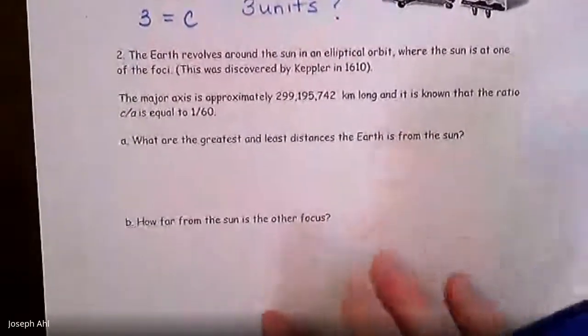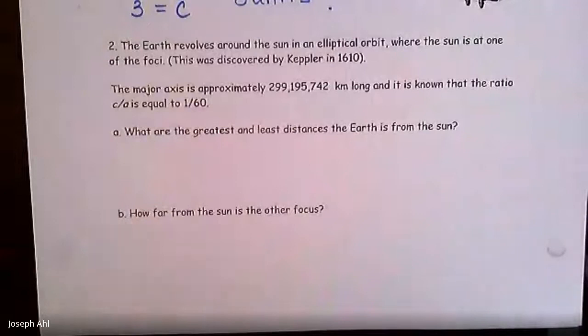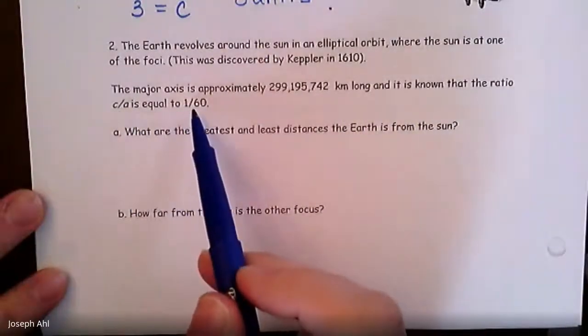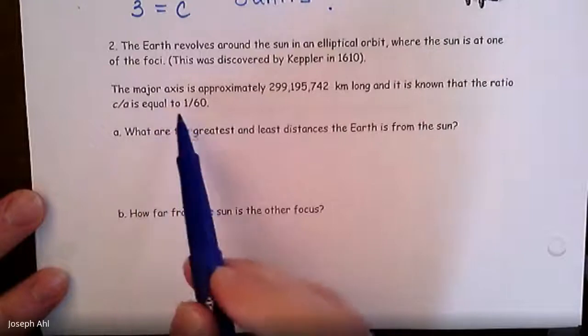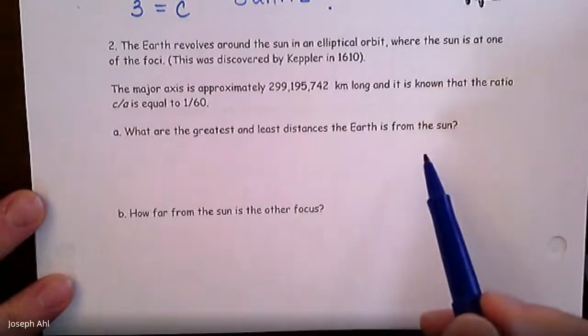Number 2, this is, I think, a little bit more of a classic example involving the application of ellipses. You know, when we talk about planetary motion, it happens in an elliptical orbit. So it says the Earth revolves around the sun in an elliptical orbit where the sun is at one of the foci. And this was discovered by Kepler in the year 1610. Pretty smart thinking back in the early 1600s. The major axis is approximately this long in kilometers. And it is known that the ratio of c to a is equal to 1 over 60. I'm going to talk about that a little bit more in a moment, but it says, what are the greatest and least distances that the Earth can be from the sun?